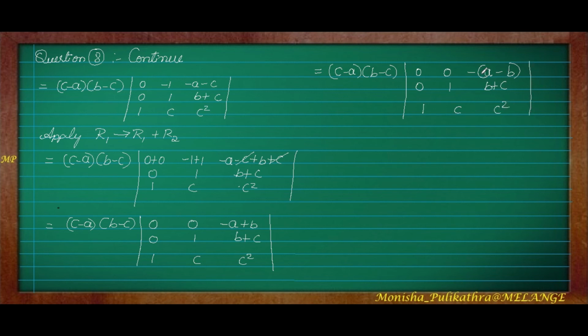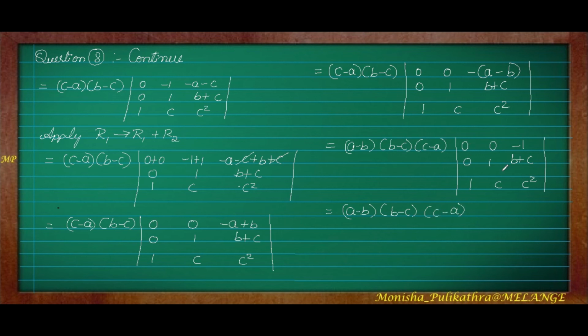Since A minus B is here, I can take A minus B common here. So A minus B, B minus C, and C minus A. The remaining will be 0 0. Since I have taken minus A minus B here, remaining will be minus 1 0 1, B plus C, and 1 C C square. Next I will take the determinant of it. Here remaining is A minus B, B minus C, and C minus A.